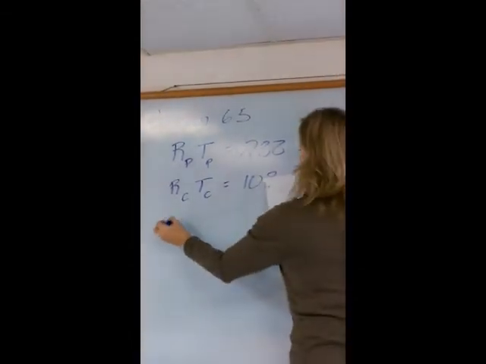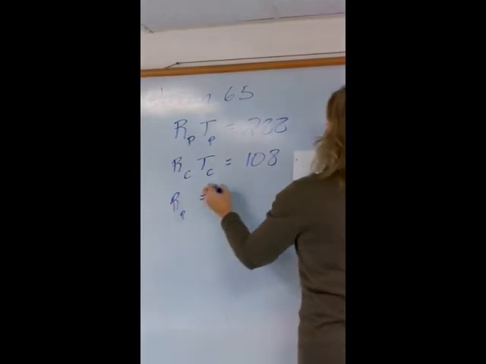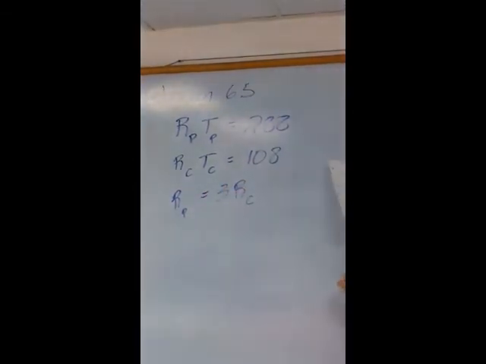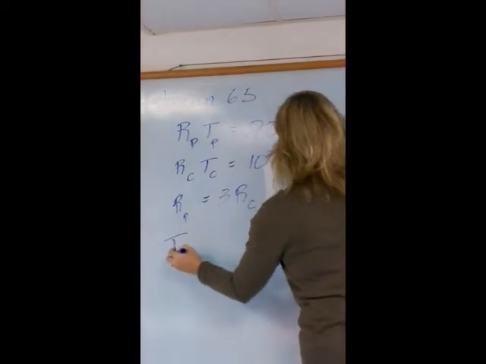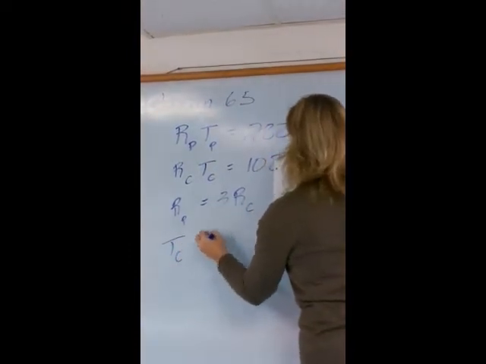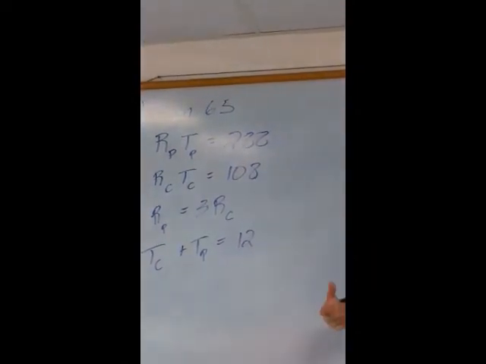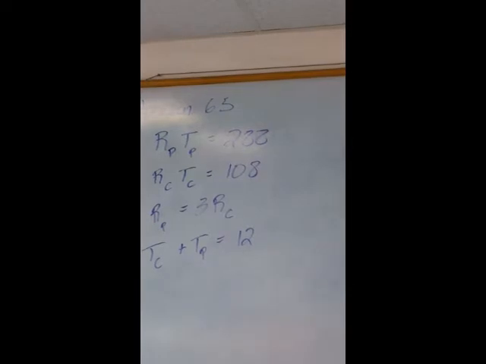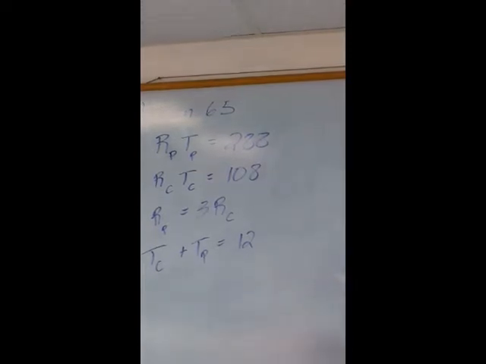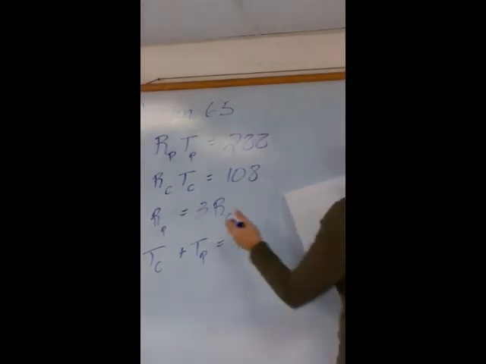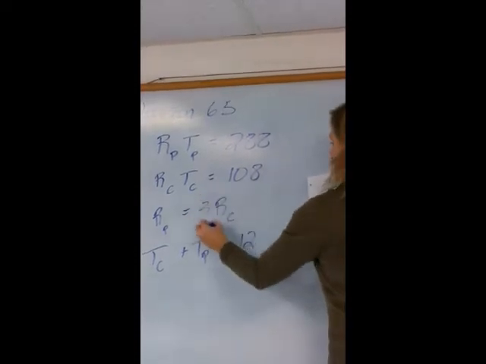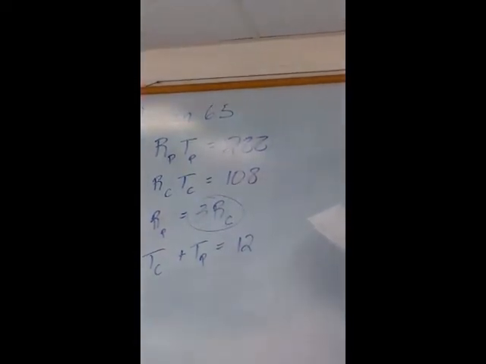We also know that RP equals 3RC. And we know TC plus TP equals 12. And so the question asks you to use what they call advanced substitution to find out all these missing letters. So you're just going to set it up like a regular substitution question. I decided to, since I had this RP equals 3RC, use my 3RC in my substitution.